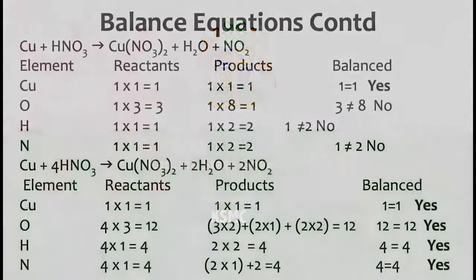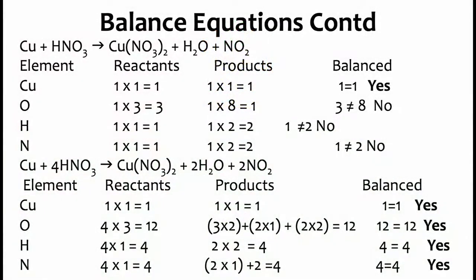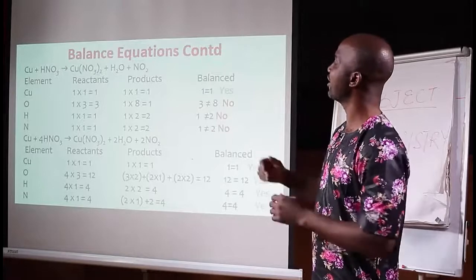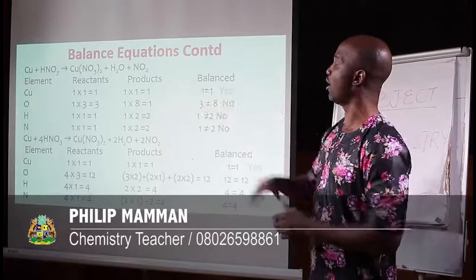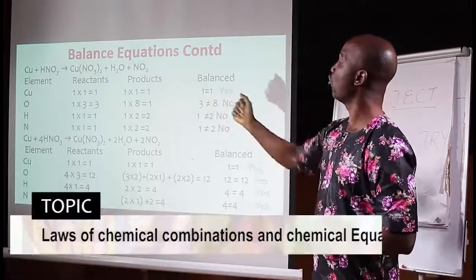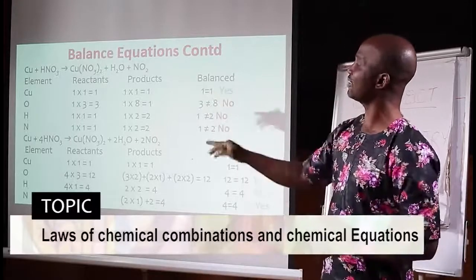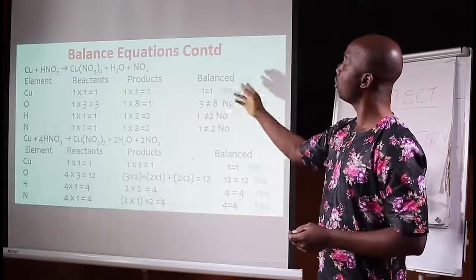The next example is copper plus trioxonitrate 5 acid to give you copper 2 trioxonitrate 5 plus water plus nitrogen 4 oxide. Now, if you look at it, you find out that the equation is not balanced because on the reactant side, copper is 1. On the product side, it is also 1. But oxygen on the reactant side is 3, while oxygen on the product side is 8.